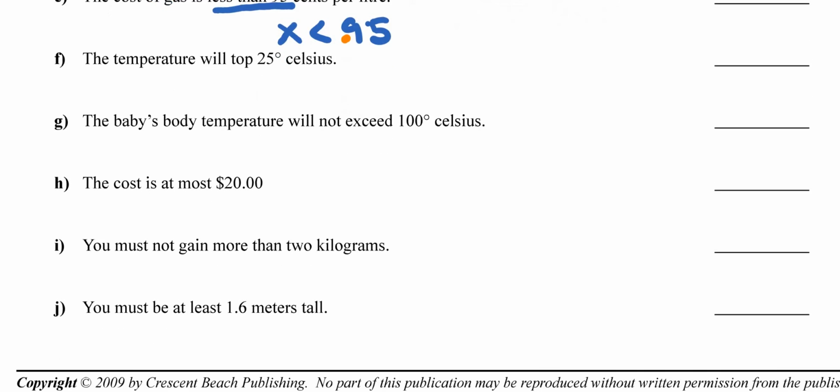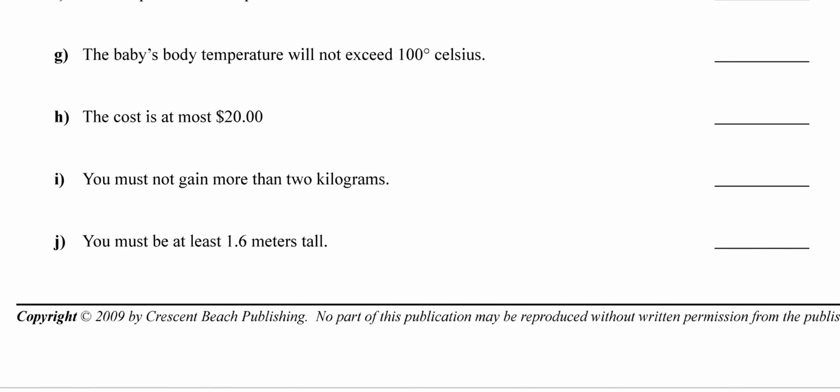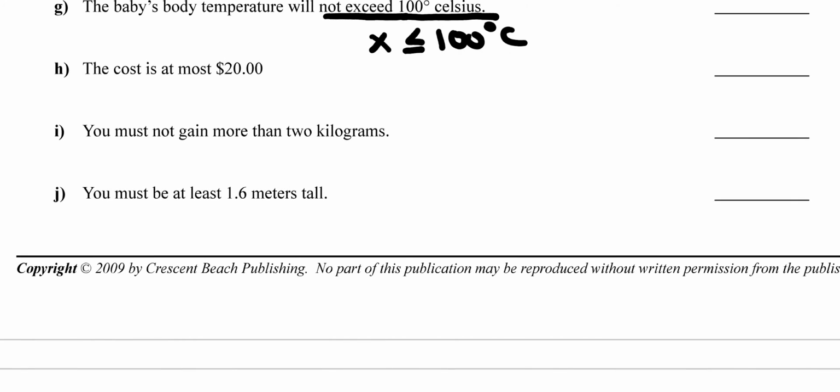Okay, let's move on to letter G. The baby's temperature will not exceed 100 degrees Celsius. So it will not exceed 100 degrees Celsius. Okay, so it can be 100 degrees Celsius, but it can't be over. So if I let the temperature be X, I can say X is less than or equal to 100 degrees Celsius.